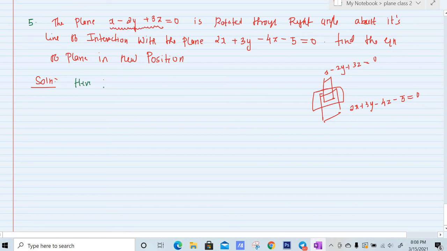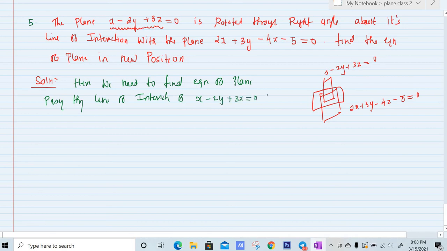So here we need to find the equation of plane passing through the line of intersection of the two planes x minus 2y plus 3z is equal to 0 and 2x plus 3y minus 4z minus 5 is equal to 0, and it has to be perpendicular to x minus 2y plus 3z is equal to 0, right? So you can see this plane is rotated through a right angle about this line of intersection with the plane. Find the equation of plane in new position, right? So if this plane is rotated at right angle, that means the intersection of these two planes and this plane is rotated at right angle.